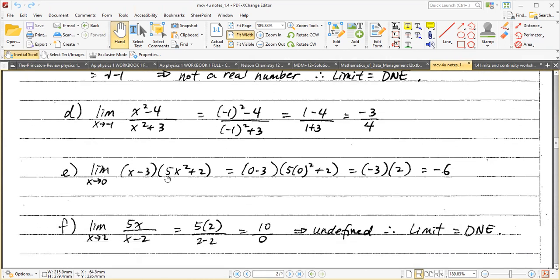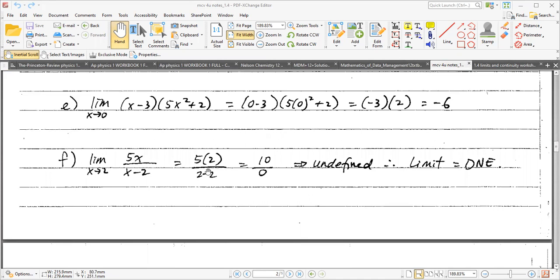Limit of x minus 3 multiplied by 5x squared plus 2, x goes to 0. Instead of x, you simply put 0 and you calculate the limit. Now, limit of 5x divided by x minus 2. Again, x goes to 2, and instead of x you put 2. See, in the denominator, you get 2 minus 2, which is 0. You know, we cannot have 0 in the denominator. That's why this is undefined. The limit does not exist.